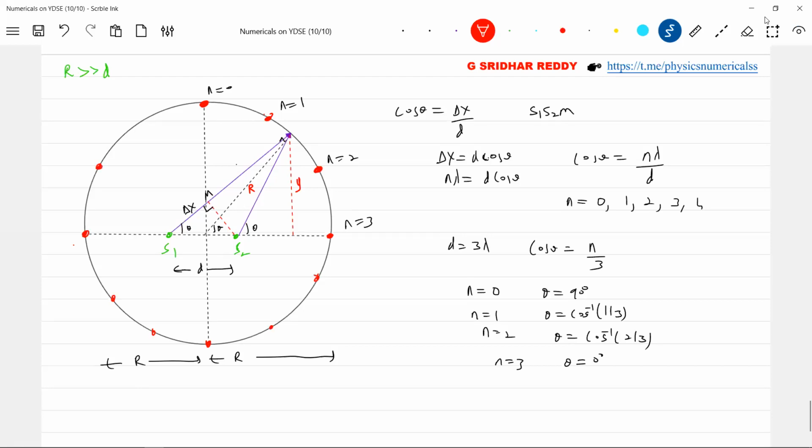So how many maximas will be determined? Again, the ratio of d by lambda. The ratio of d by lambda is what will determine how many maximas there are. So now I want the position of that maxima, the vertical position.